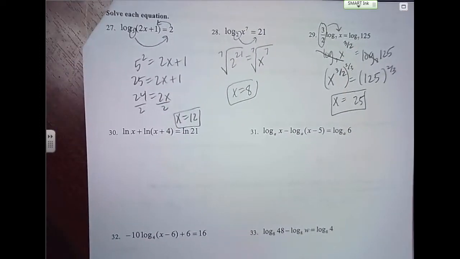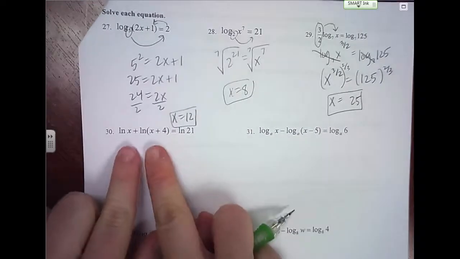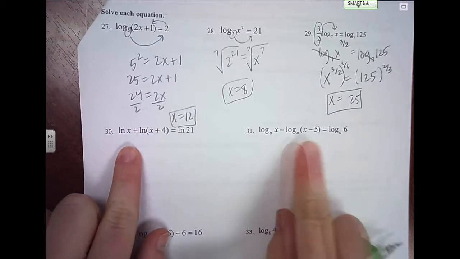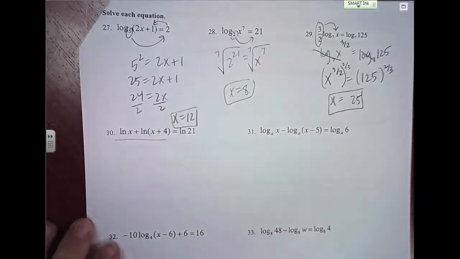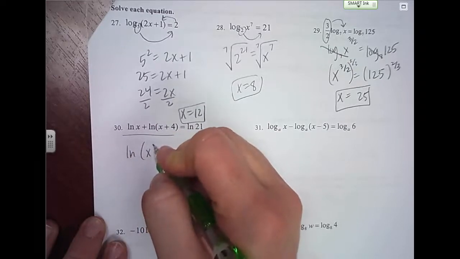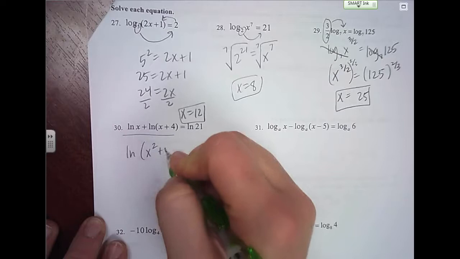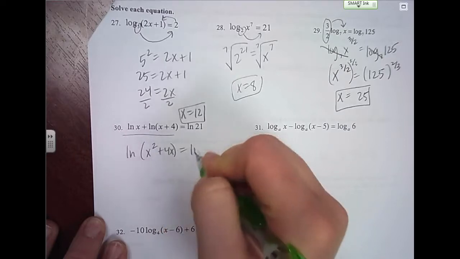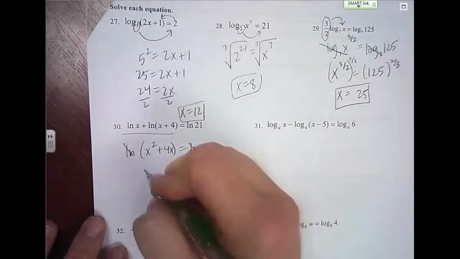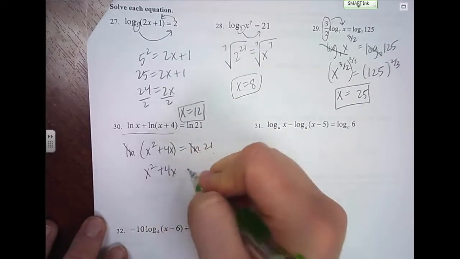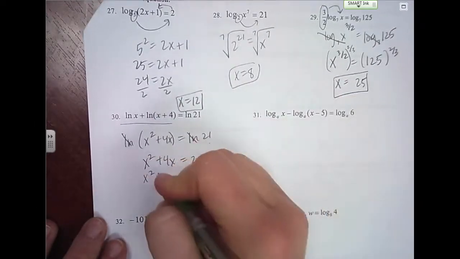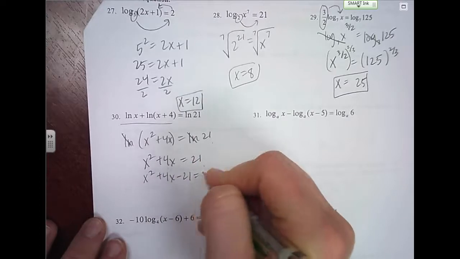Okay, 30 and 31 are going to be the same way. So I've got 2 natural logs on one side and 1 on the other. Same thing here, 2 logs on one side, 1 on the other. Let's put these together first. So addition is multiplication. So I'm going to distribute the x. So x squared plus 4x equals natural log 21. Now I cross out the natural logs. X squared plus 4x equals 21. Subtract the 21 over and factor.